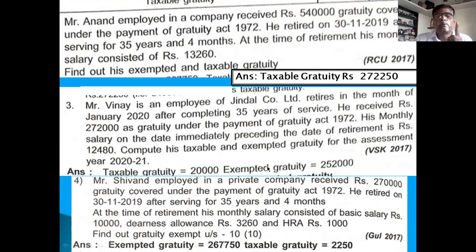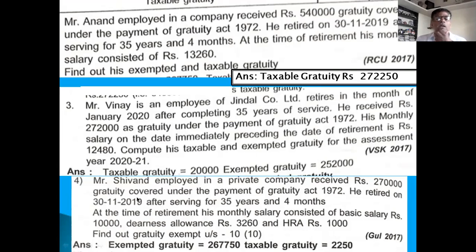Means first point you take 2,72,000. Second point you take 20 lakh. Third point, 12,480 into 15 divided by 26 into completed years of service. I think it is 35. Third point, you take whichever is less is exempted, remaining is taxable.